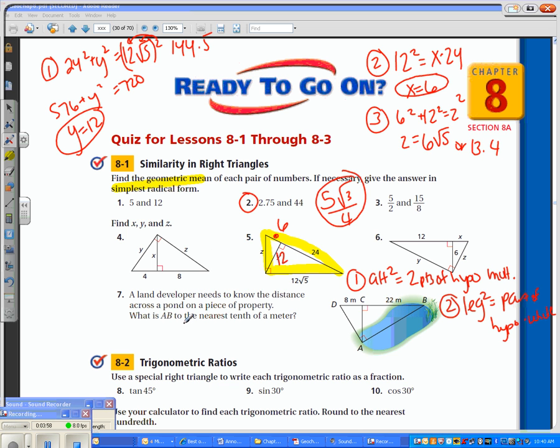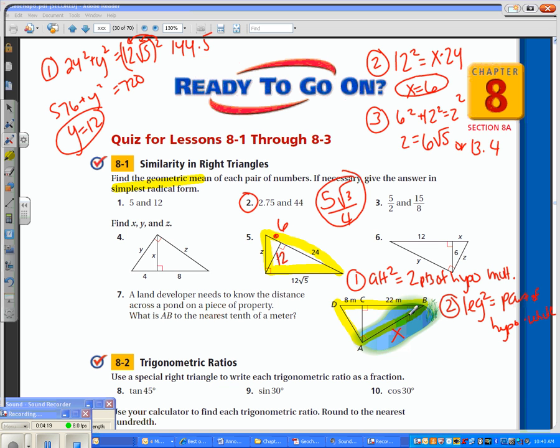Number 7, a land developer needs to know the distance across a pond. What is AB? So we want to figure out what this is. We're going to notice this whole big thing is a right triangle, and AC is the altitude. Okay, just like number 5. So we can use these two shortcuts for number 7 as well. However, we don't need to know what the altitude is, which is what most people did.